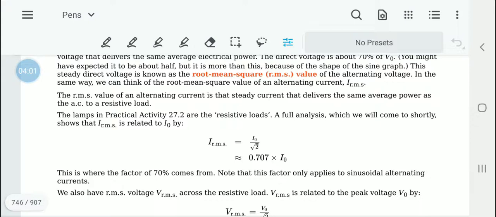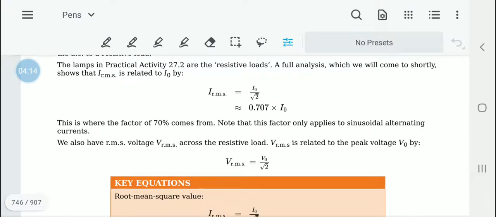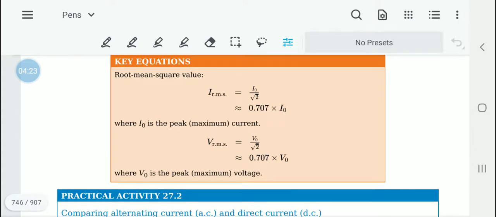You must remember that it applies only to sinusoidal alternating currents as well as alternating voltages. IRMS equals IO upon root 2, then VRMS equals VO upon root 2. The root mean square values are IO upon root 2, which gives you 0.707 into IO, and 0.707 into VO. Write down a note on this.